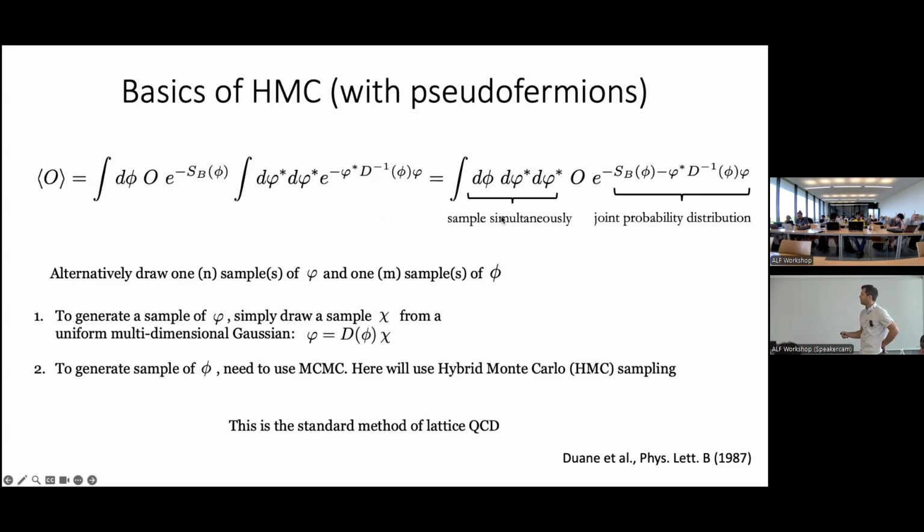You can rewrite this as a joint probability distribution and sample this phi and varphi simultaneously, which means in particular that you can alternate between drawing one sample of phi and one sample of varphi, or generically n samples of phi and m samples of varphi. It's up to you. If you make a silly choice, it will just increase your autocorrelation time. But what we found is that just the simple 1 and 1 works fine, and we didn't try anything else. But you're free to do so.